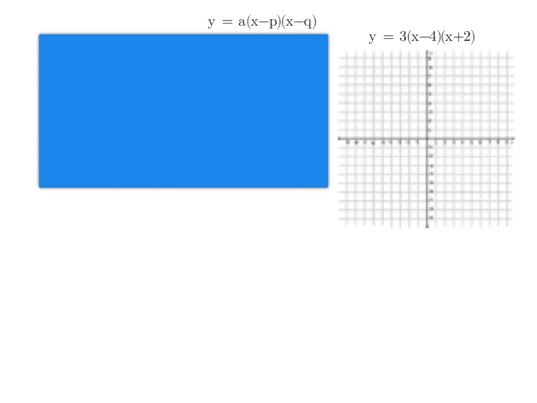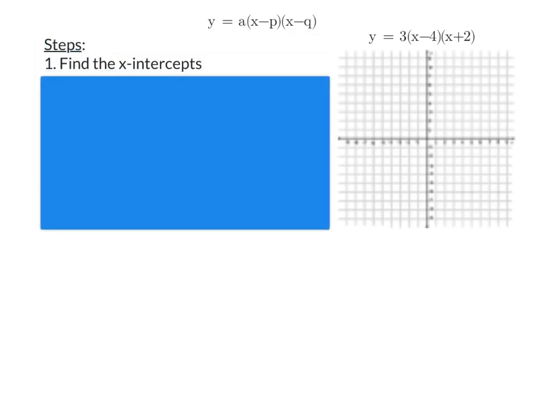Now let's take a look at the example. y equals 3 times the quantity of x minus 4 times the quantity of x plus 2. In order to graph this, we're going to follow 5 steps. Step 1 is going to be to find our x-intercepts. Remember, the x-intercepts are where the function crosses the x-axis.